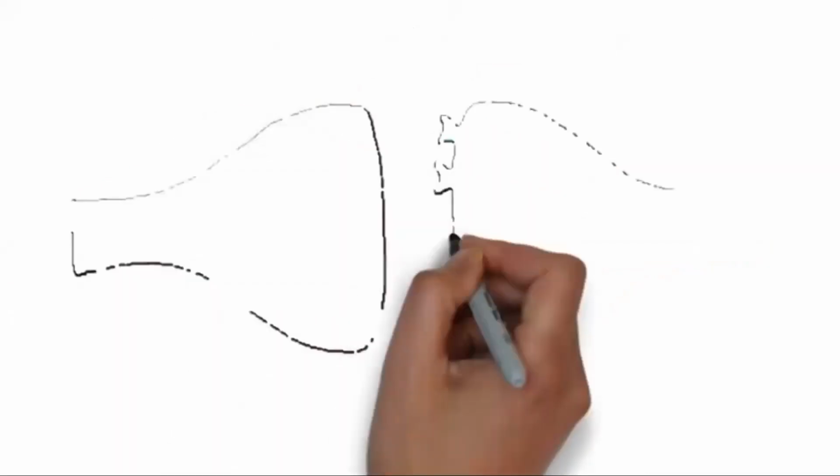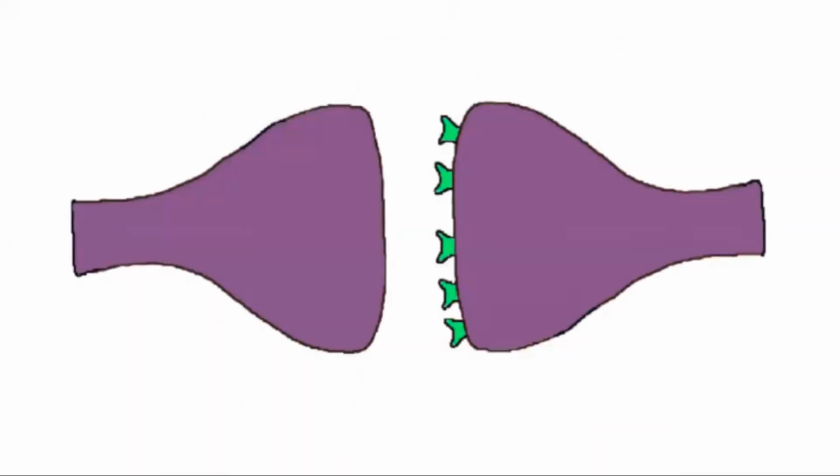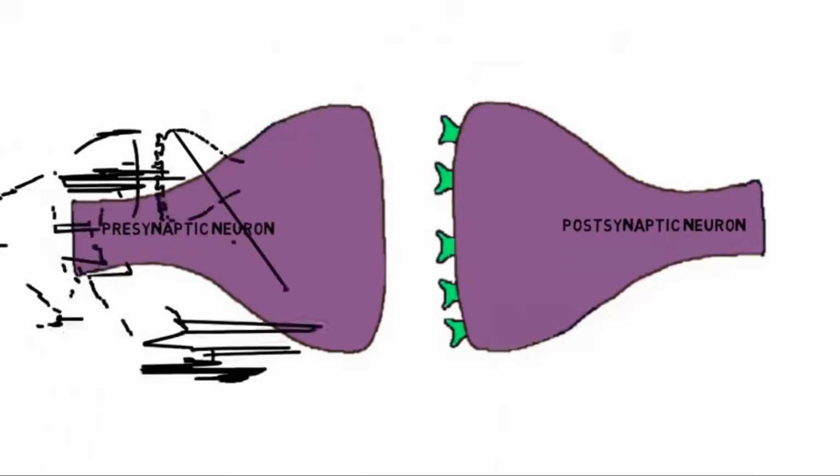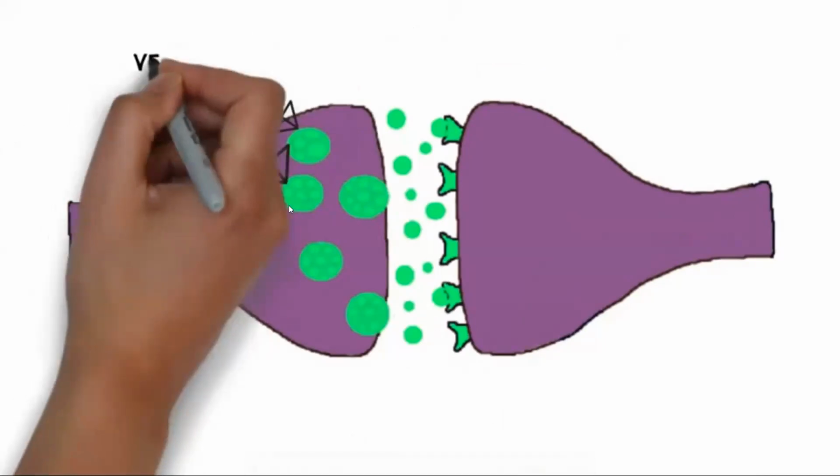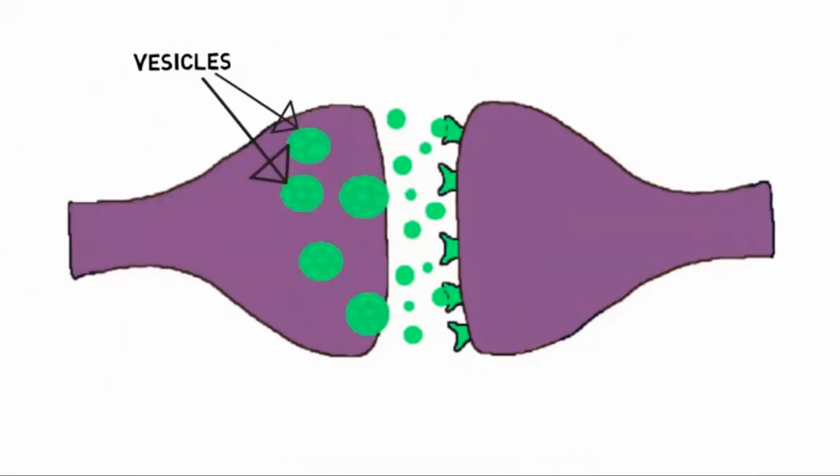The neuron where the signal is initiated is called the presynaptic neuron, while the neuron that receives the signal is called the postsynaptic neuron. In the presynaptic neuron, there are chemical signals called neurotransmitters that are packaged into small sacs called vesicles. Each vesicle can contain thousands of neurotransmitters.